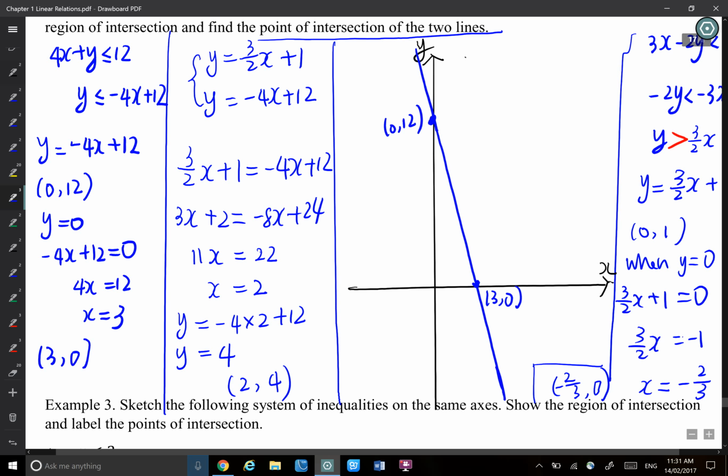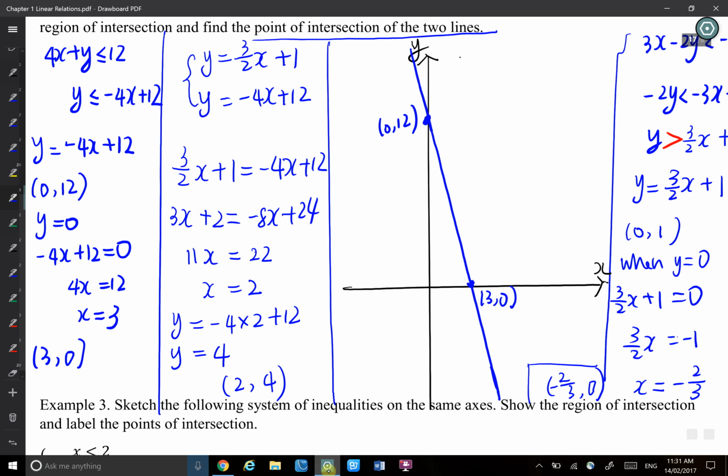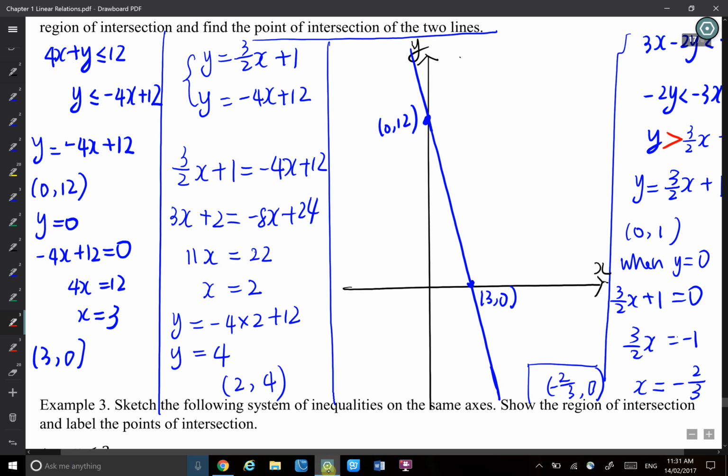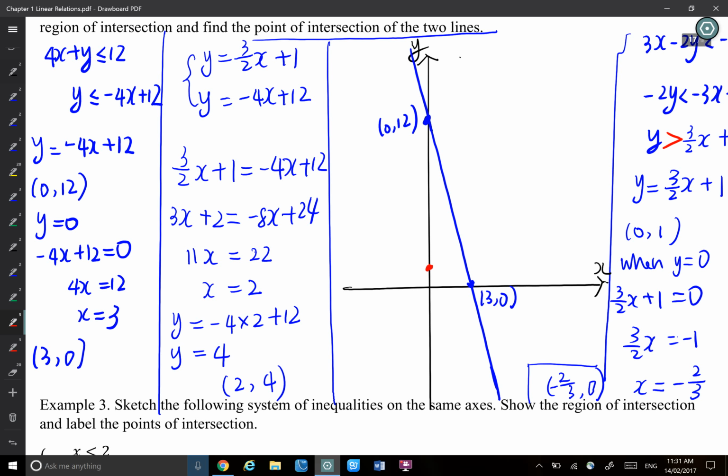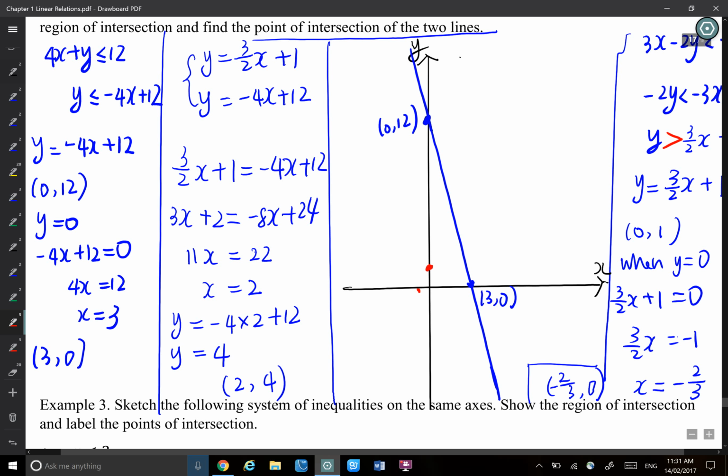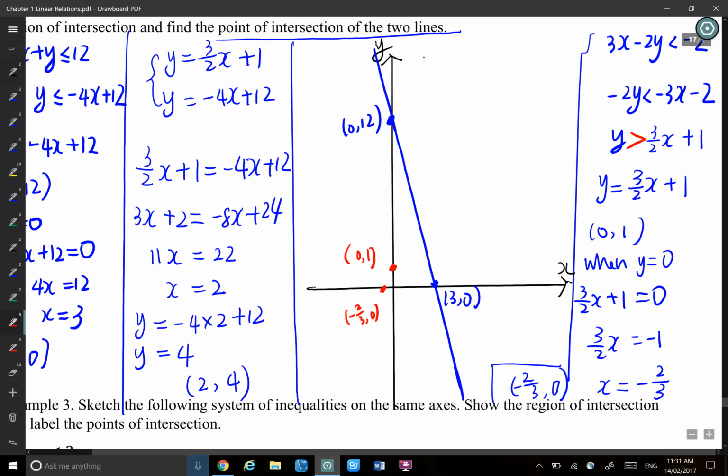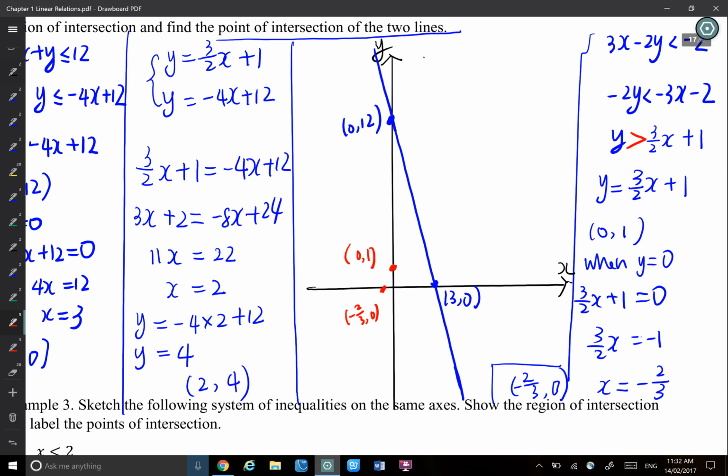And then we have another line. We have 0, 1. I will use the red color. 0, 1, which will be here, pretty low here. And I will have -2 over 3, 0. So the point will be here. Okay, -2 thirds, 0. And for that one, we have 0, 1. But that one needs to be a dashed line because it's y greater than. So no equal. So greater than is a dashed line.